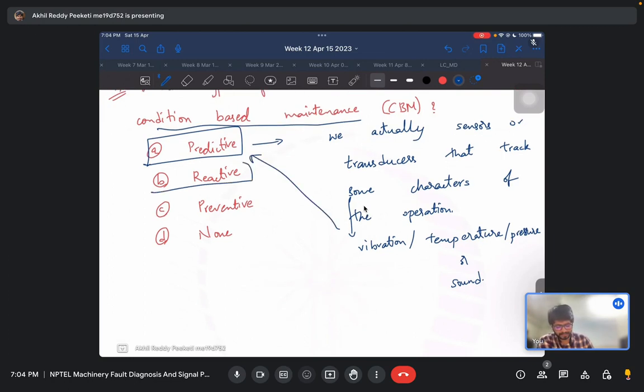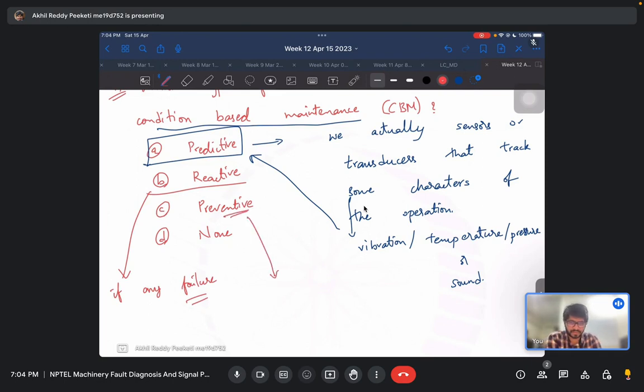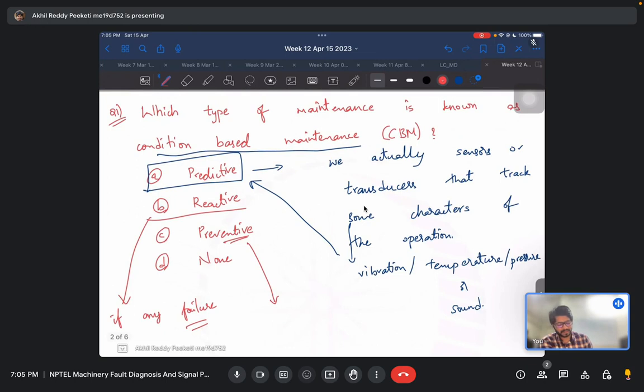In reactive maintenance you do the maintenance after the failure has happened, that is why it's reactive maintenance. In preventive maintenance, even if there is no failure or no tracking of the system, you just do it every few months periodically. So in the current question, condition based maintenance is the predictive maintenance.